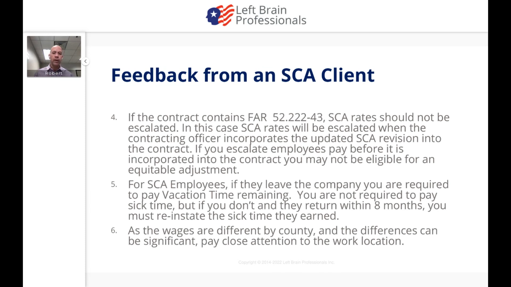But if you have an employee and they are there and they have vacation time that they've earned, just like any other employee, you're required to pay out the vacation time upon their termination. You are not required to pay out any unused sick time. However, if they had unused sick time and they come back to work within 8 months, you have to reinstate that amount. So you're going to have to track that.